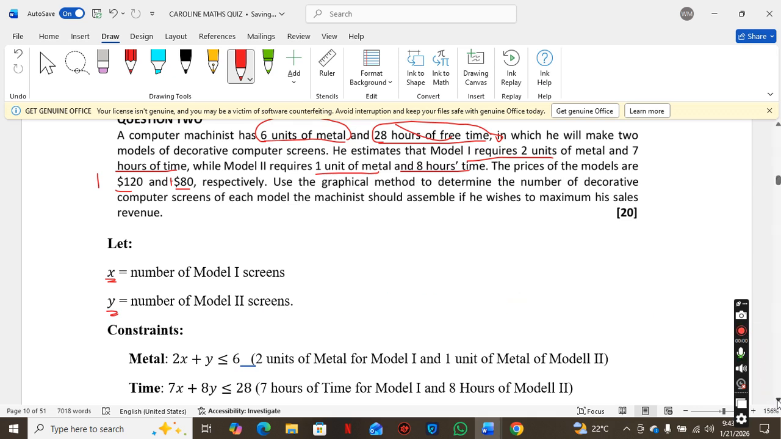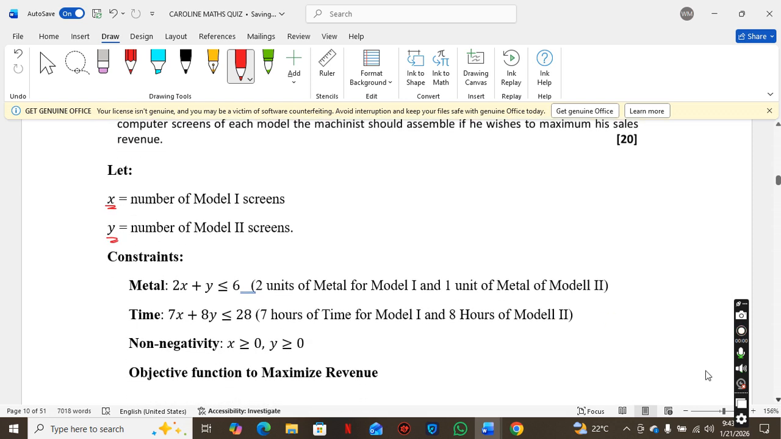Then the next step is you need to make your constraints. The constraints on what? Metal and time. Because as we said, metal we've only got 6 units, and time we've only got 28 hours. So these constraints are basically equations that you have to form.